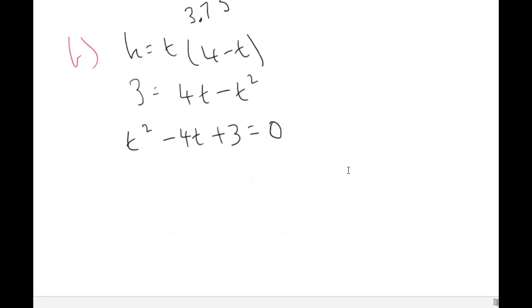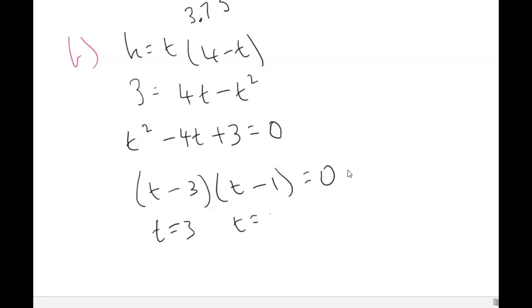Okay, so then we factorize. So this one's an easy one to factorize. Two numbers when multiplied give you 3 and when added give you negative 4. So that's t minus 3 and t minus 1. So when we solve for that, we get t equals 3, t equals 1.